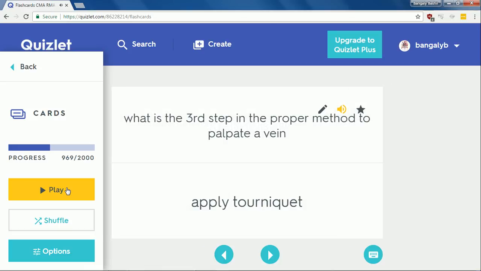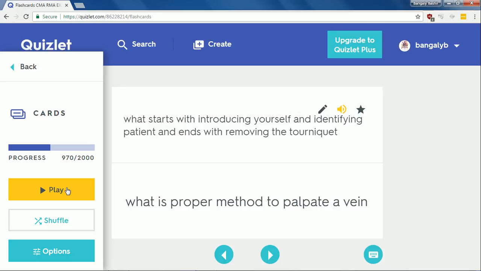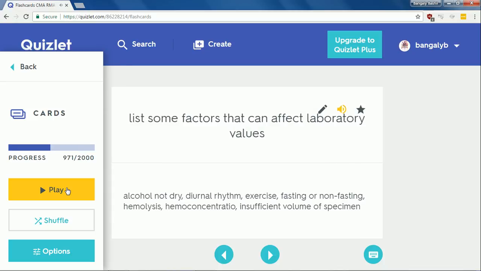What is the third step in the proper method to palpate a vein? Apply tourniquet. The method starts with introducing yourself and identifying patient and ends with removing the tourniquet. What is proper method to palpate a vein? List some factors that can affect laboratory values. Alcohol not dry, diurnal rhythm, exercise, fasting or non-fasting, hemolysis, hemoconcentration, insufficient volume of specimen.